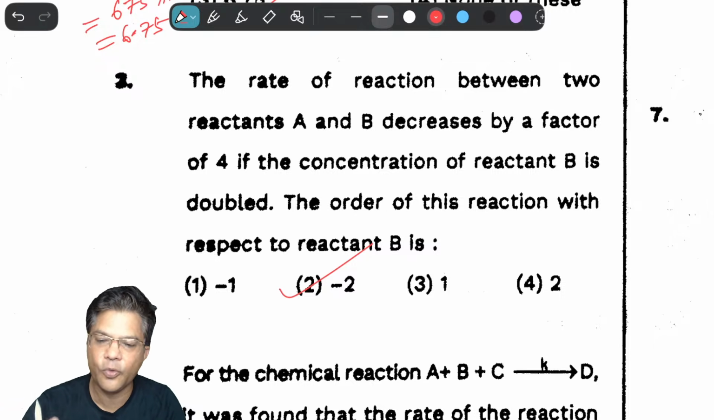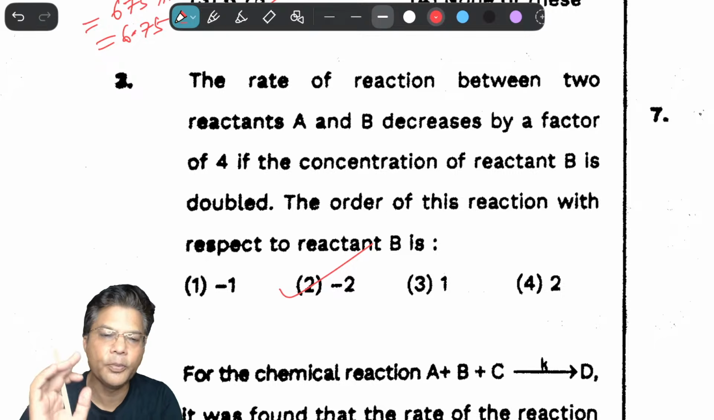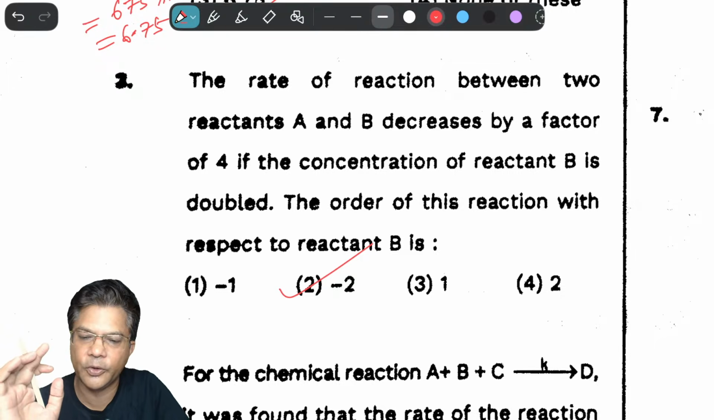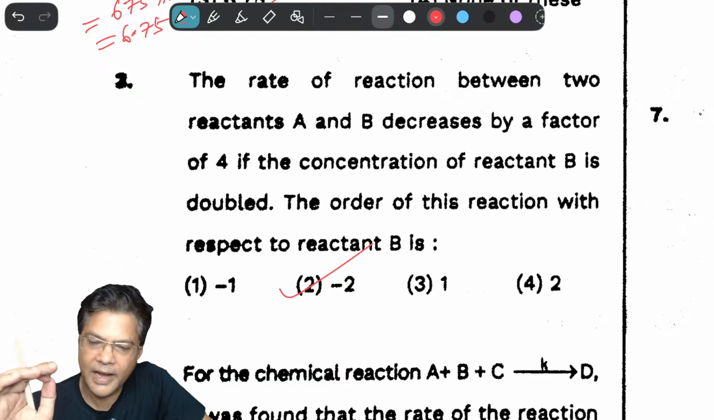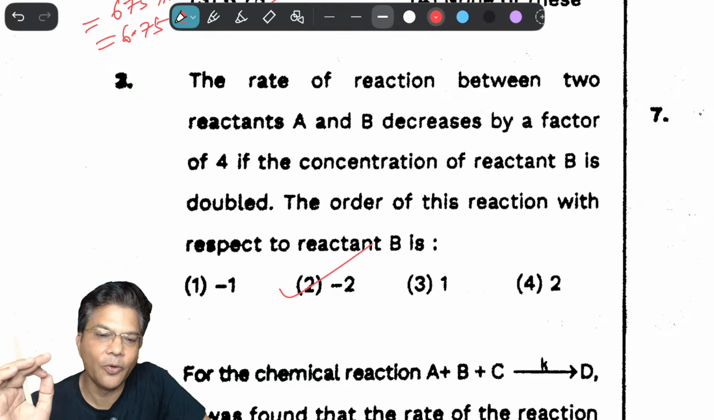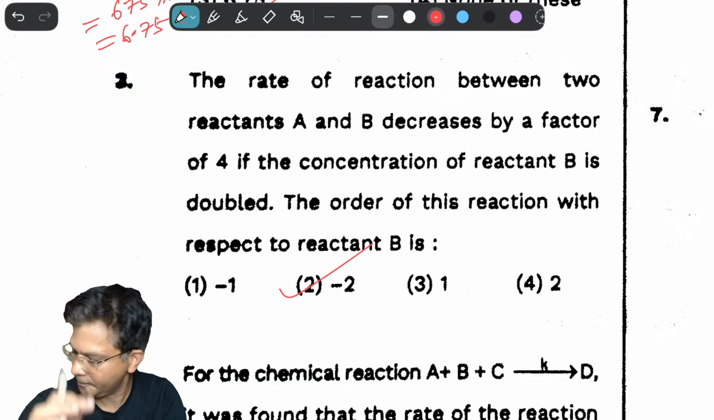How many of you want to know the solution? Do let me know, kids. Let's see. It got blurred. Okay. Now let's see.